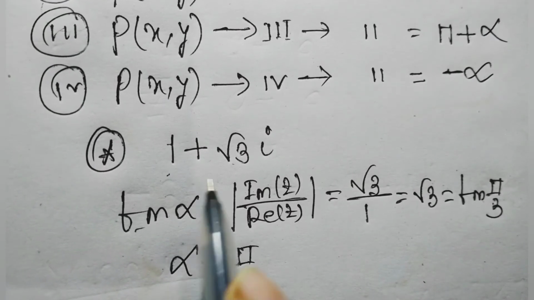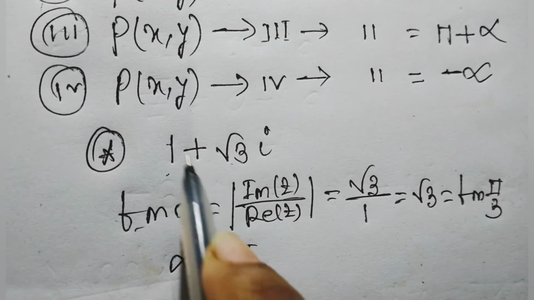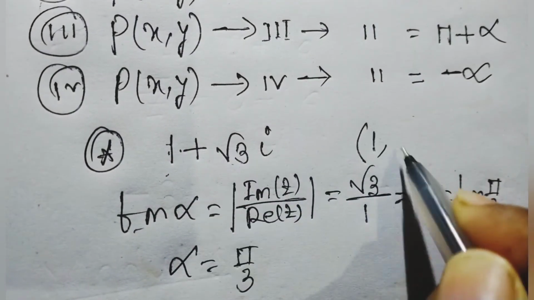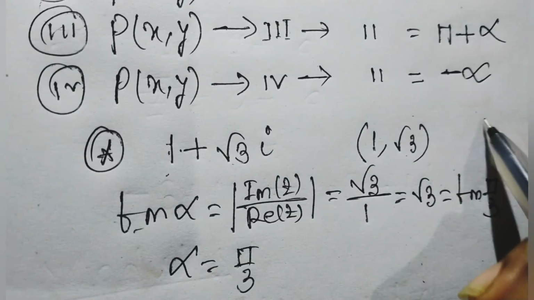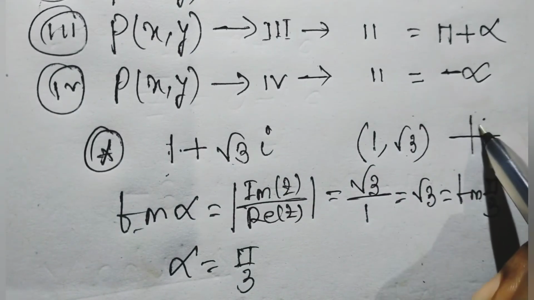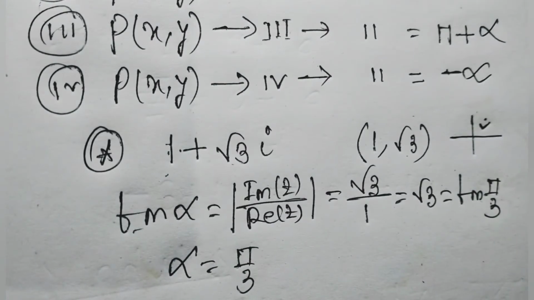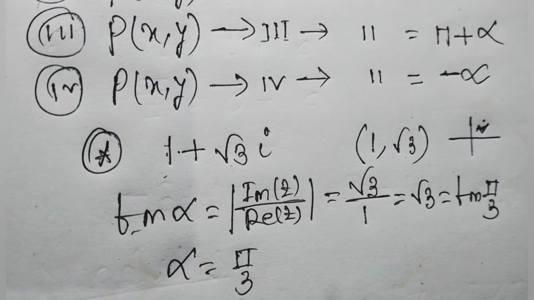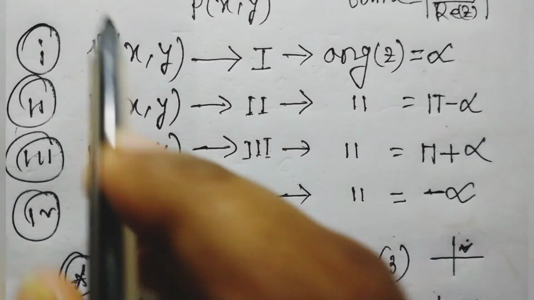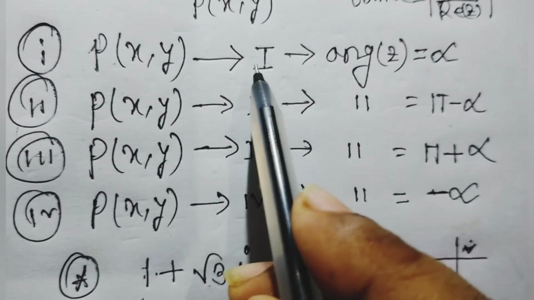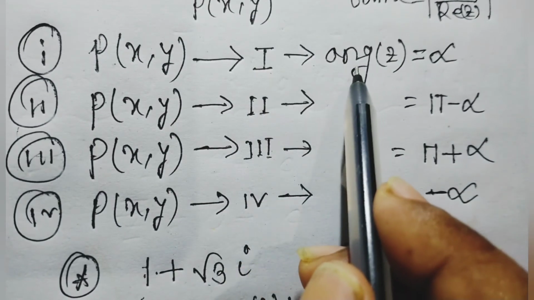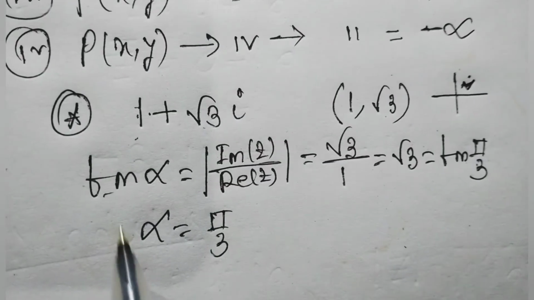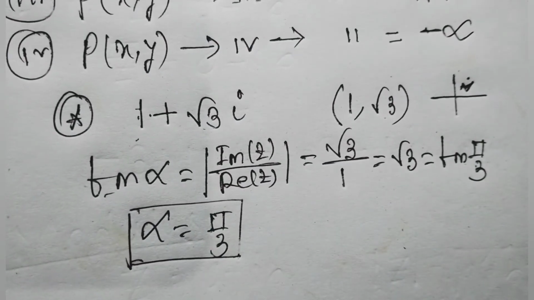Now check the quadrant of the complex number. Here the point is 1 and root 3. All are positive, so it lies only in the first quadrant. So here is the condition of the first quadrant: if the point x, y lies in the first quadrant, then argument z is equal to only alpha. So here our answer, argument z, is only pi by 3.